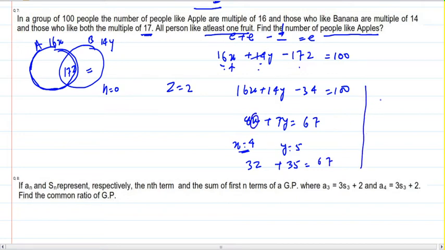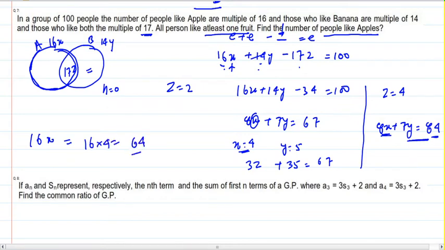See, if I put z equal to 4, I get 8x plus 7y equal to 68 on the opposite side. So 68 by 2 is 84. Here, the values of x and y will be so large that the total value will surpass 100. So the only solution possible is x equal to 4 and y equal to 5. You wanted to know how many people like apples. That will turn out to be 64.